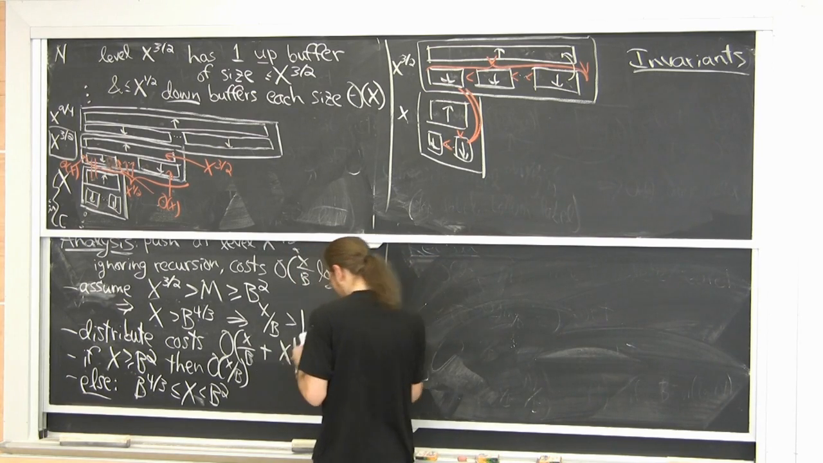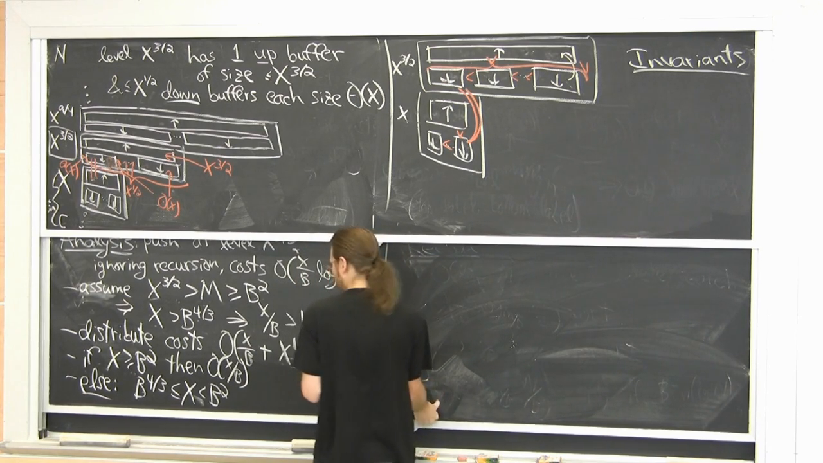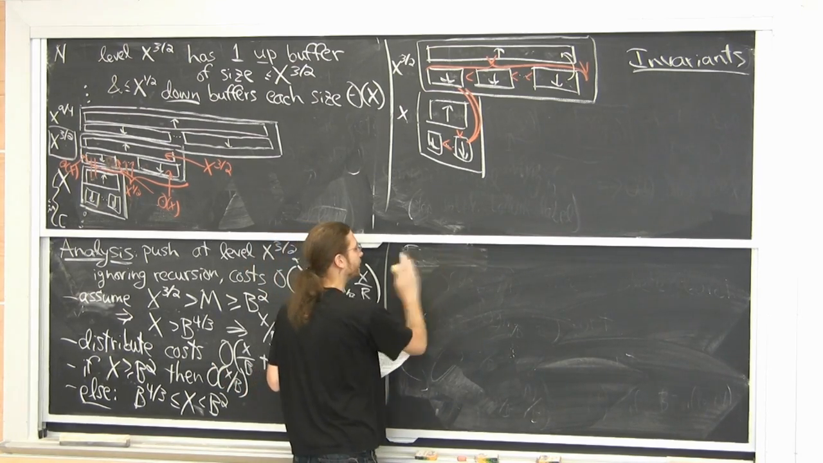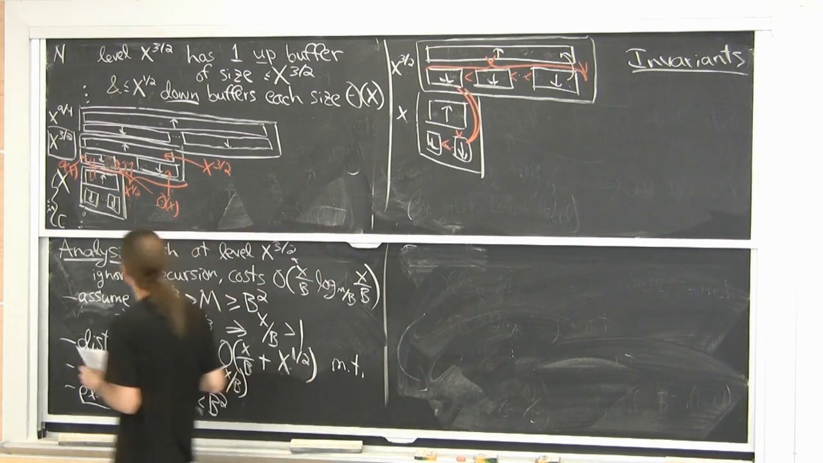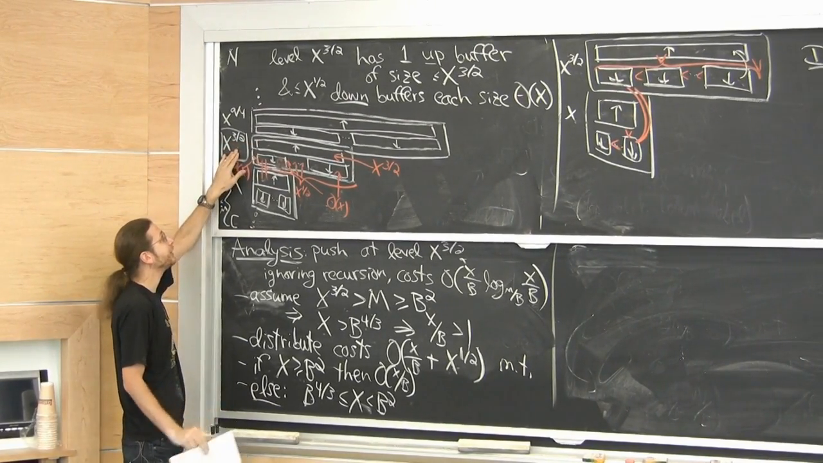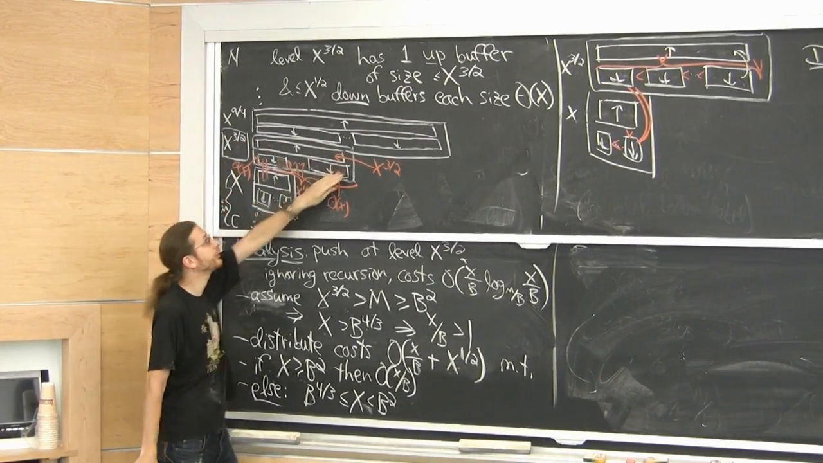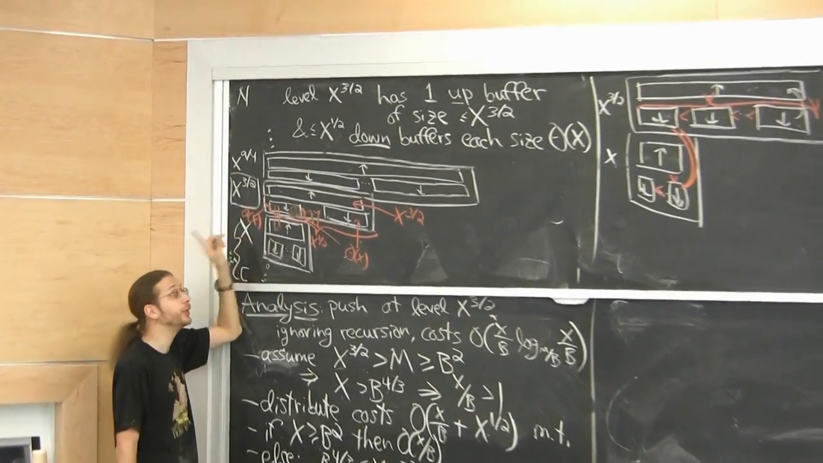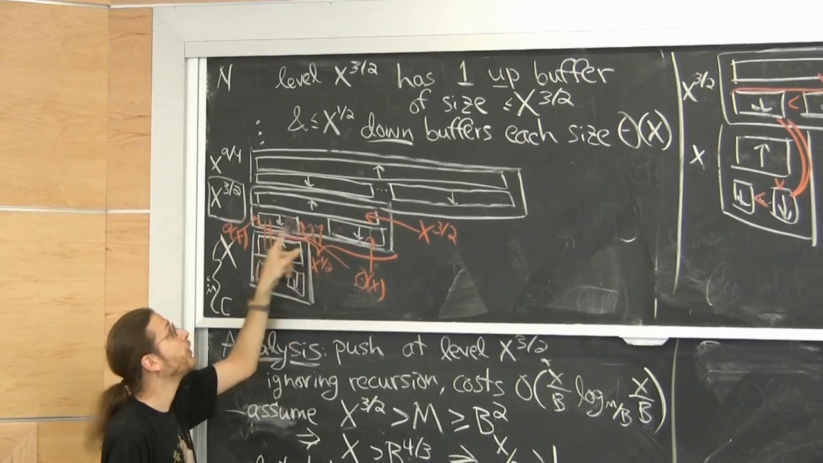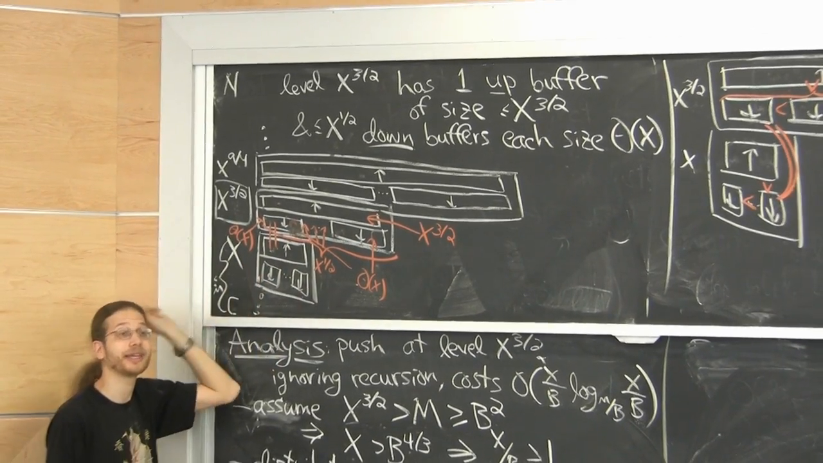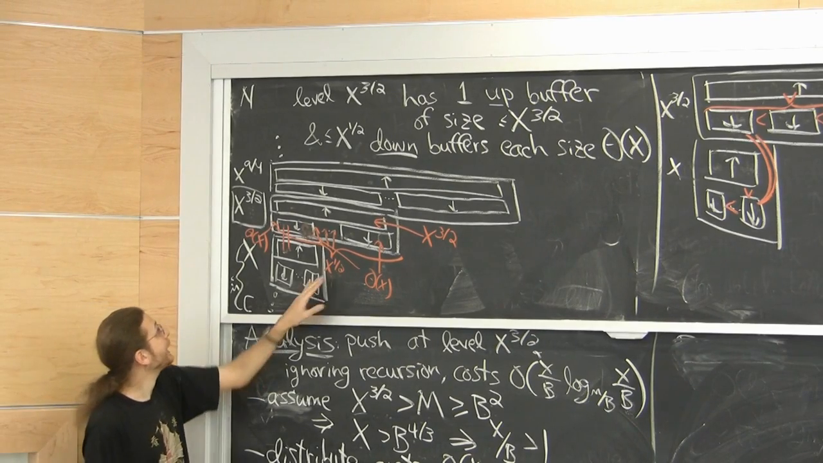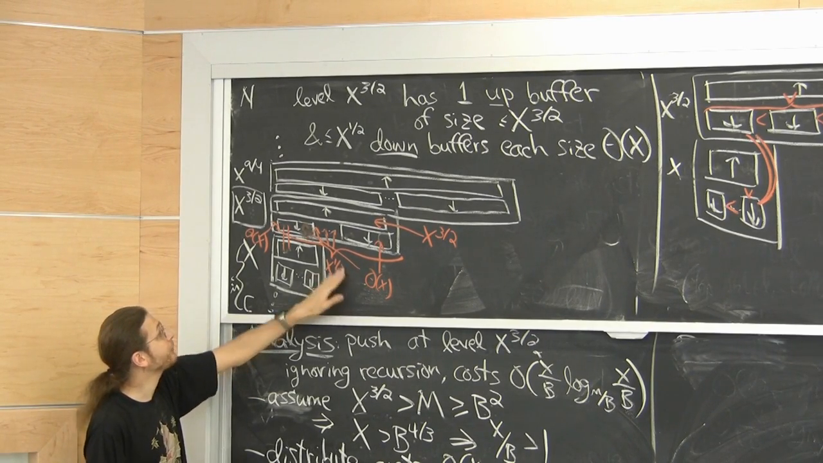So then, at this transition point, what we do is say, okay, we can't afford to store this whole x^(3/2), which is not less than m. So we can't afford to store all this in the cache. But we can afford to store the last block of this guy and the last block of this guy. All the down buffers, we can store the last block in cache. Why? Because there's only x^(1/2) of them.